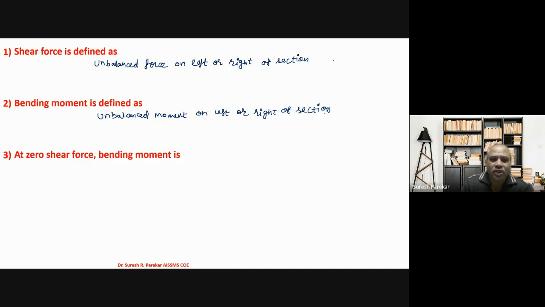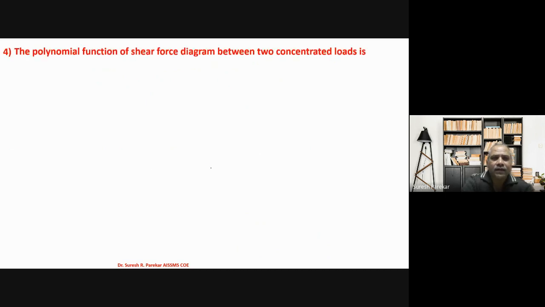Then, at zero shear force, bending moment is... So we know at the point of zero shear force, bending moment is maximum. Then we have the polynomial function of shear force between two concentrated loads.